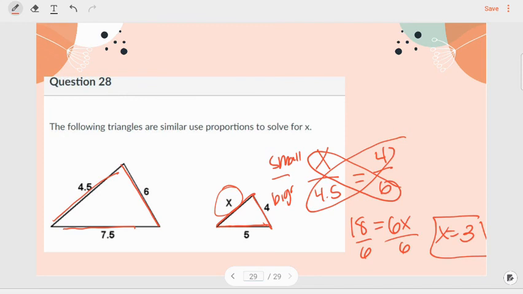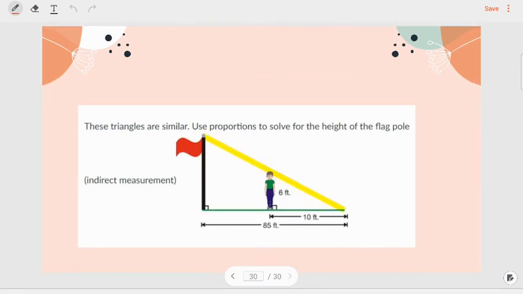All right, I must have deleted the last page. These triangles are similar. So this big triangle and the little triangle formed by the person. Use the proportions to solve the height of the flagpole. So this is an indirect measurement. This flagpole is casting a shadow, and so is this boy. This boy is casting a 10-foot shadow, and the flagpole is casting an 85-foot shadow, and the person is 6 feet tall. So I'm going to write a proportion.